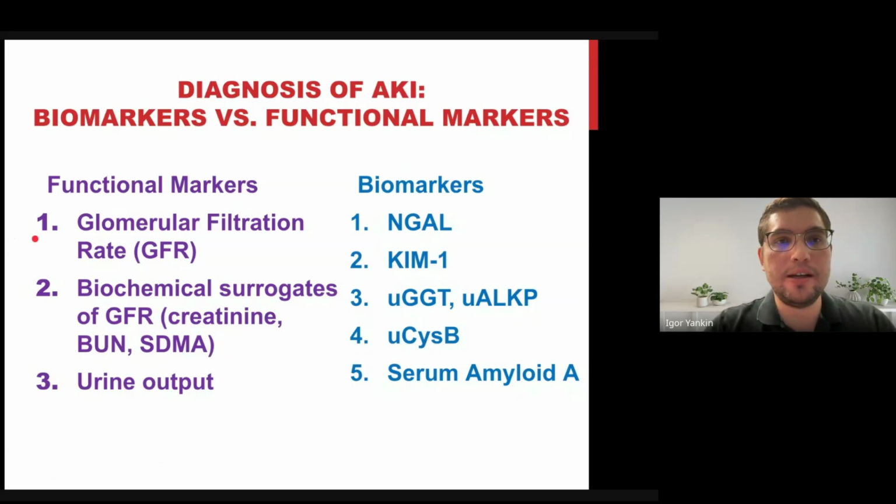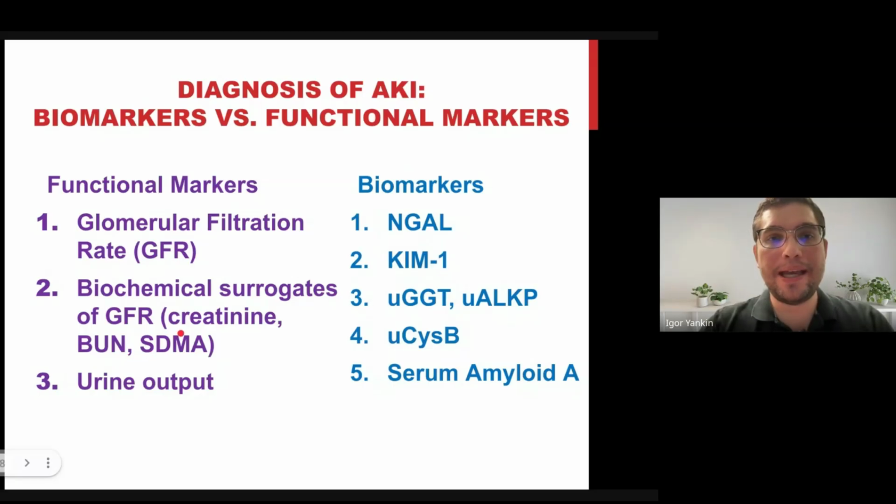So you can see here we have glomerular filtration rate that in theory and in practice you can measure, but it's a little bit cumbersome, and we'll talk about it in a few slides. But this is probably the gold standard way to determine the kidney function. There are also biochemical surrogates of GFR. This is something you're very familiar with: creatinine, BUN, SDMA.